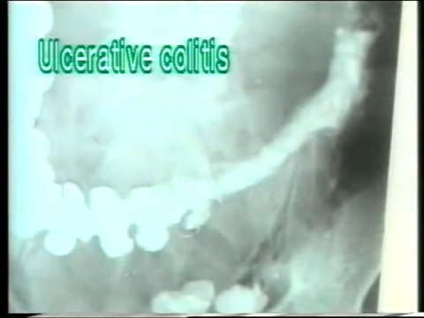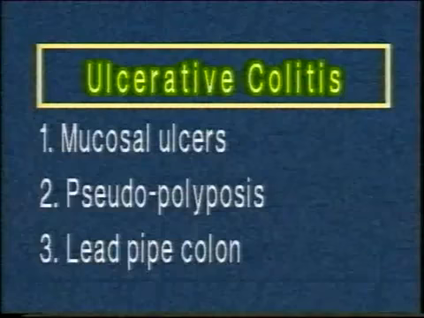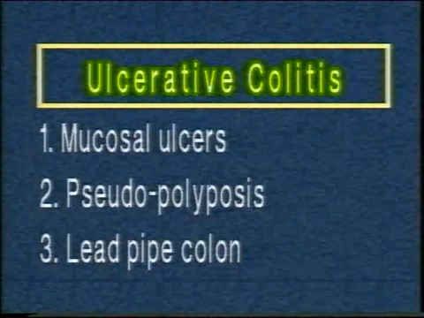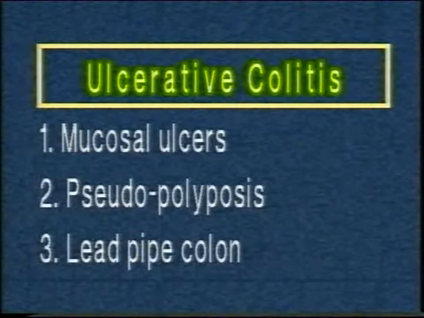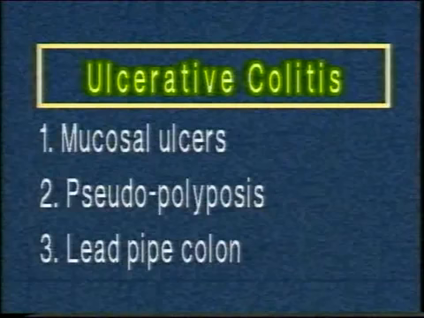Here, note the loss of haustrations and ribbon-like colon up to the middle of the transverse colon. This appearance of the narrow, contracted, ribbon-like colon, which in late stages has a smooth margin, is termed as a lead pipe colon. So the radiological features of ulcerative colitis are mucosal ulcerations with granular mucosal pattern and multiple ulcer niches, pseudopolyposis, and lead pipe colon or a narrow contracted colon with loss of haustrations.